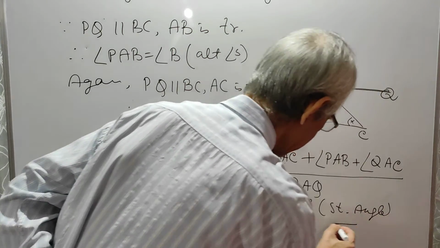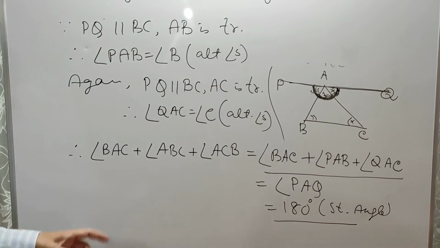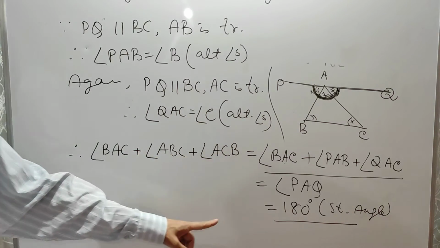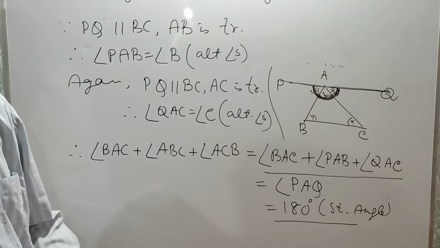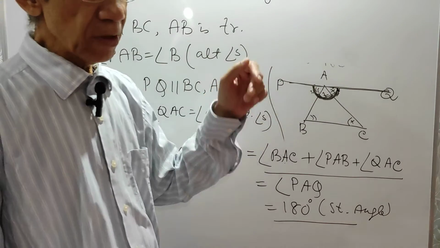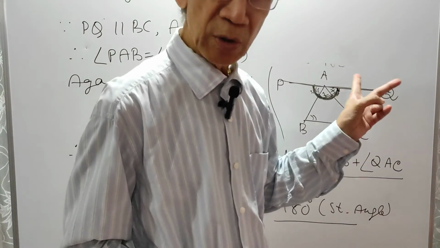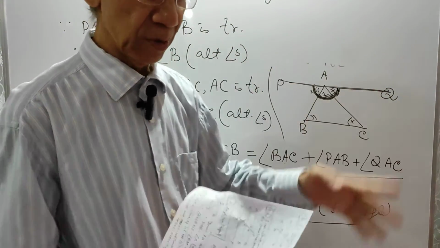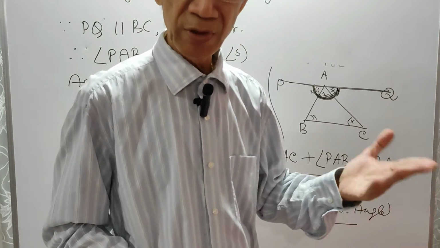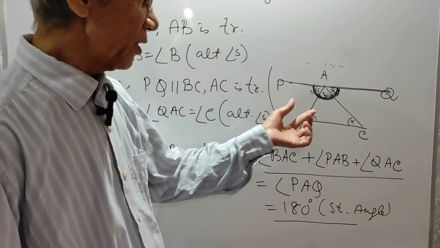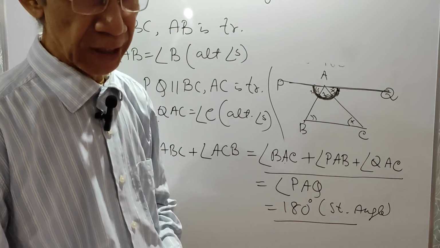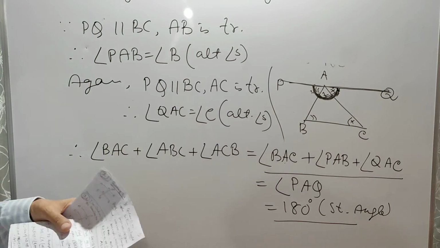So straight angle is 180 degrees. So what we have got: the sum of three angles of a triangle equals 180 degrees. This is the proof. There is another way of proving it. There are actually two more ways to prove it. Whichever way you like, you do. In the reference book, you may find two other ways, but this is one of the easiest ways. All right, so that was the theorem.